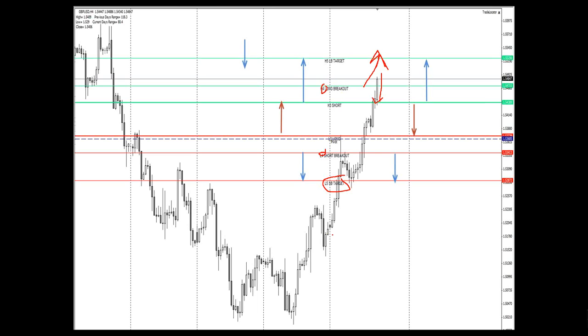Camarilla is very accurate and it can be very helpful if you use it along with Fibonacci numbers. So use those levels in combination with Fibonacci numbers.